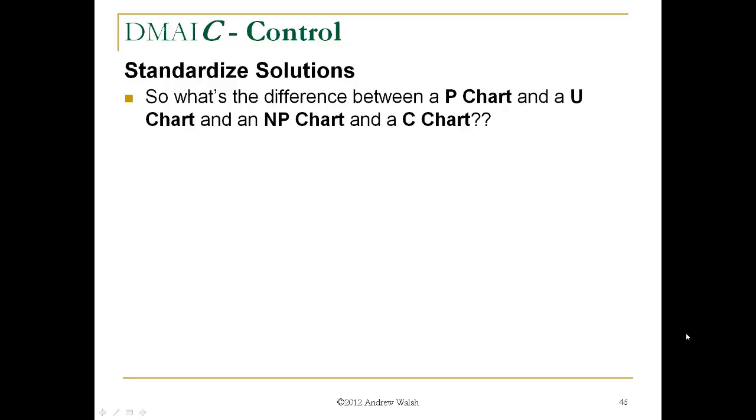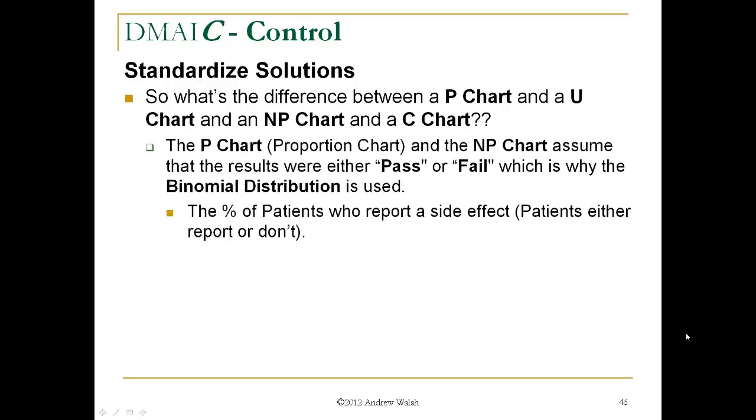So what's the difference between a P chart and a U chart, and an NP chart and a C chart? Well, the P chart, proportion chart, and the NP chart assume that the results were either pass or fail, which is why the binomial distribution is used. For instance, it's the number, or the percentage, of patients who report a side effect. Patients either report something or don't. So it's a pass-fail type of situation.